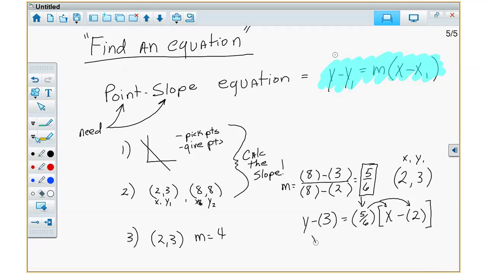That's going to be y minus 3 is equal to 5/6 x minus 5/6 times 2 over 1. Multiplying 5/6 times 2: y minus 3 is equal to 5/6 x. And what happens to the 6 and the 2? That's the 3. So 5/3.